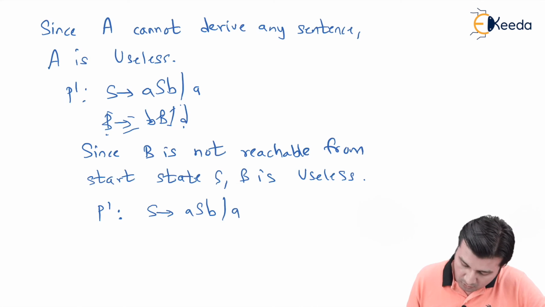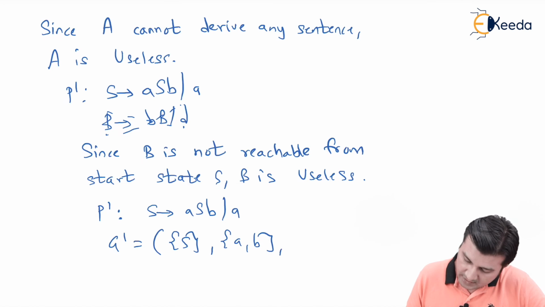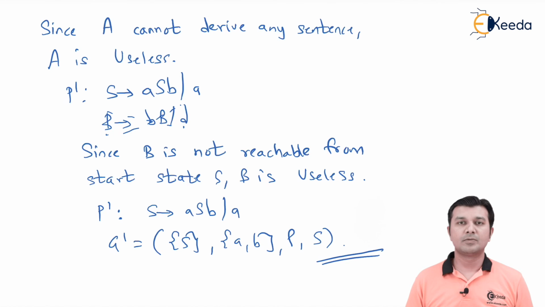Therefore, I write now that my G dash is equal to S, that is V, AB, that is T, P my productions, and S my start state. So here we complete with the problem of elimination of useless productions.